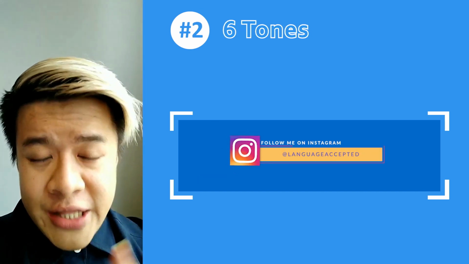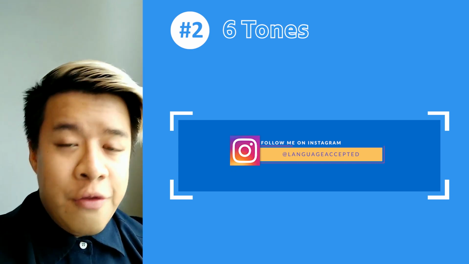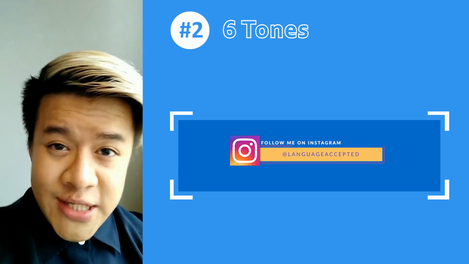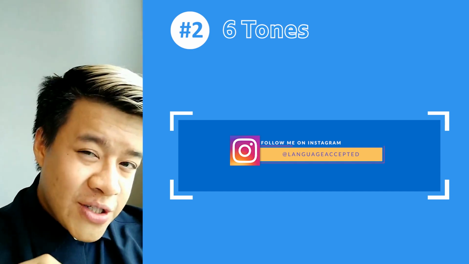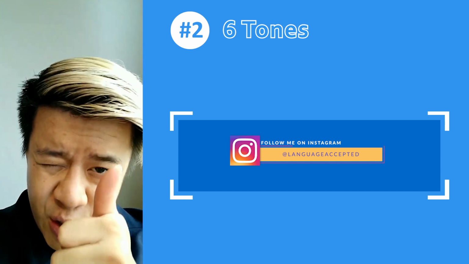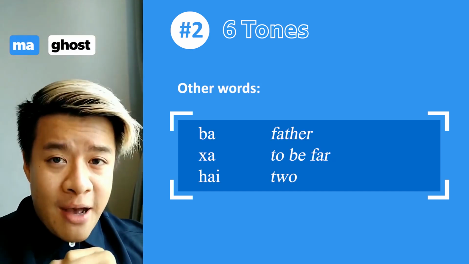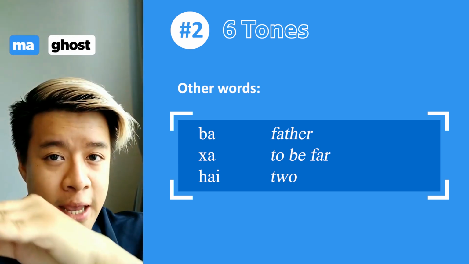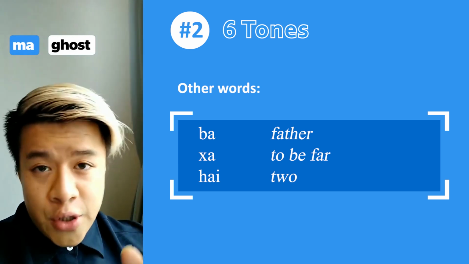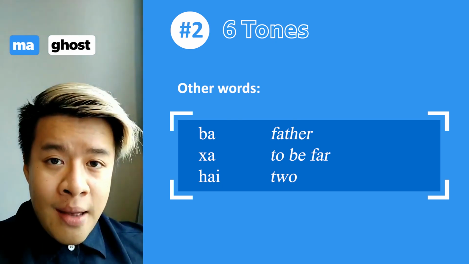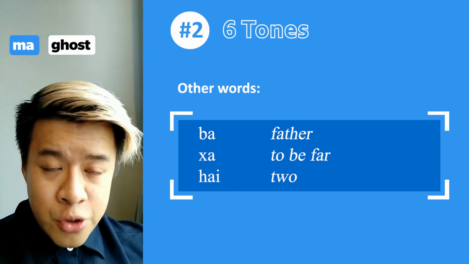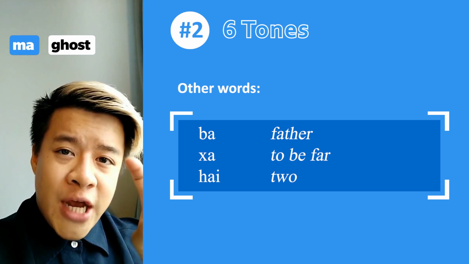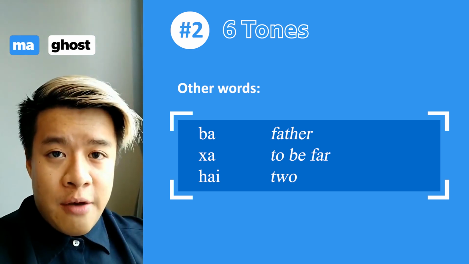Probably the most challenging part about learning Vietnamese are the tones. There are six tones in total, and we are going to have a look at them right now. Let's go. All right, so let's take the word ma, for example. The first tone is a mid-tone, or also called the neutral tone. Ma, ma, which means ghost. So there are no diacritics or no markers on top of the letter A.